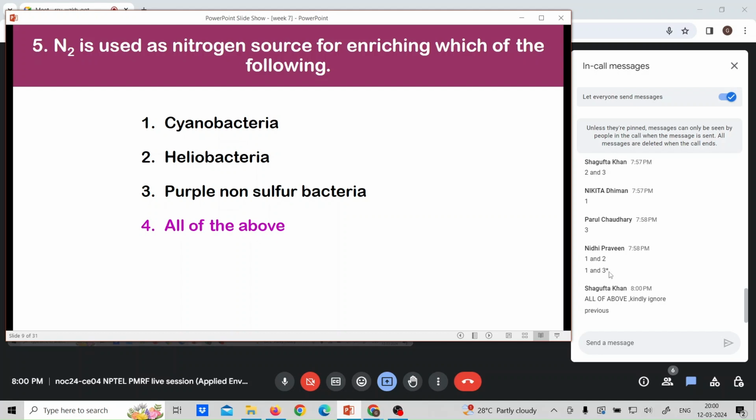So I'm not asking about whether nitrogen or nitrogen related compounds are used as electron donor or acceptor. That is where this concept of nitrification, nitrogen utilization and all comes. It's just a straightforward question whether nitrogen is used as a nitrogen source for enriching these bacteria.